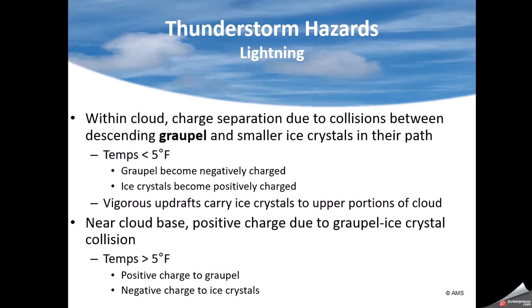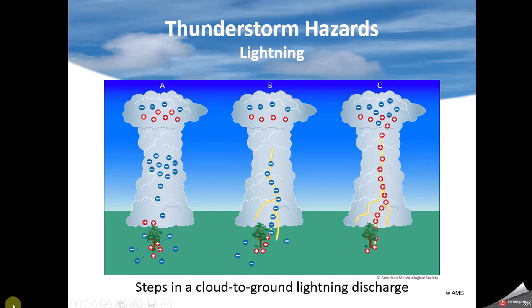So if the temperature is less than 5 degrees Fahrenheit, probably in the upper part of the cloud, right? Graupel is going to be negatively charged. The ice crystals are going to be positively charged. You flip them if the temperature is greater, down in the low level. So what happens? You wind up with more positive and negative charge up here. Middle level, a lot of negative. Down on the ground, the positive here. And you wind up with lightning.